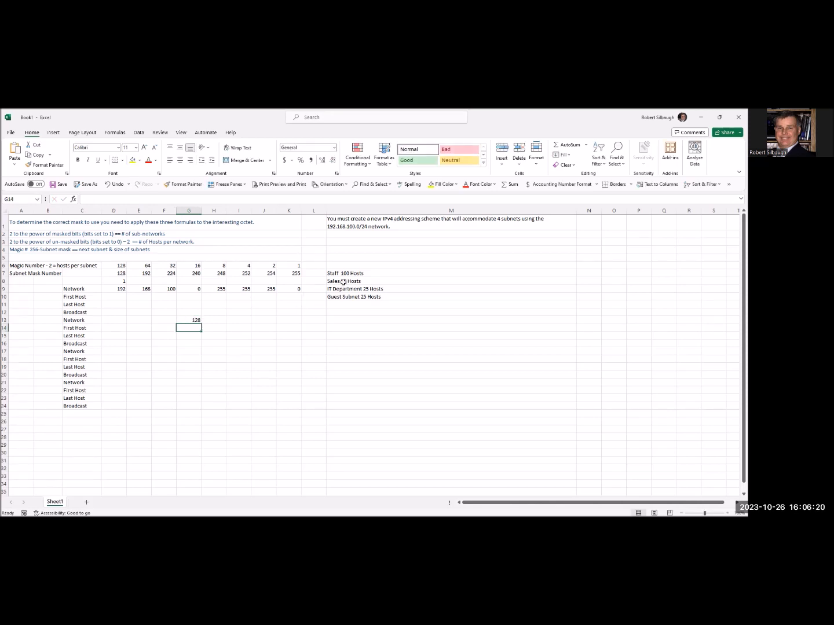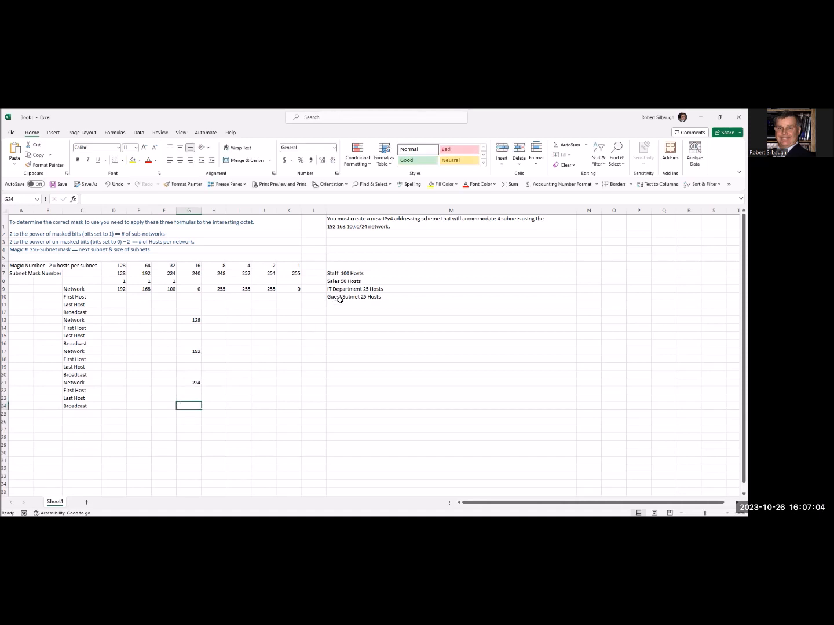We can do the same for the 50 hosts. If we look at our chart, 32 isn't large enough, 64 is. So to make a subnet with 50 hosts, we would change that 0 to a 1. And what that does is it gives us our new magic number, which means we would add 64 to 128, which would give us 192. And then we go to the next network that we're going to make. And that's going to be 25 hosts. And again, we look at our number. 32 is the one that would give us 25 hosts. And so we add 192 plus 32, which would give us 224.